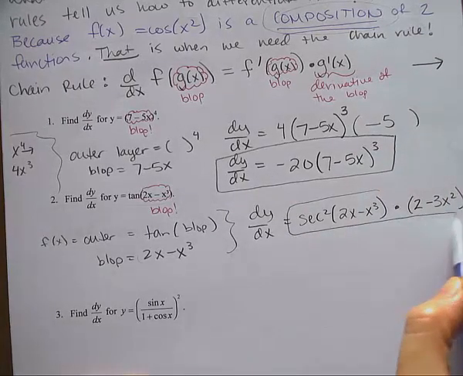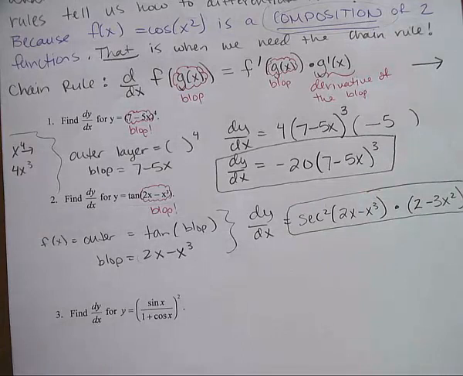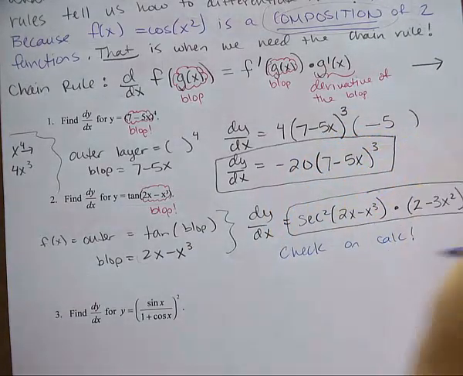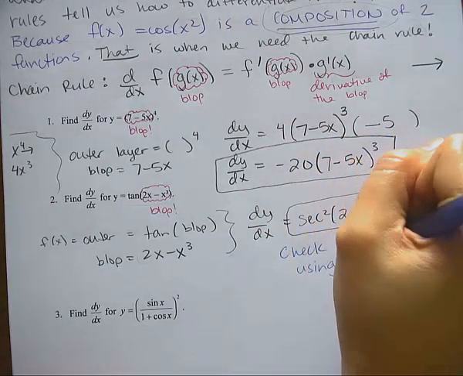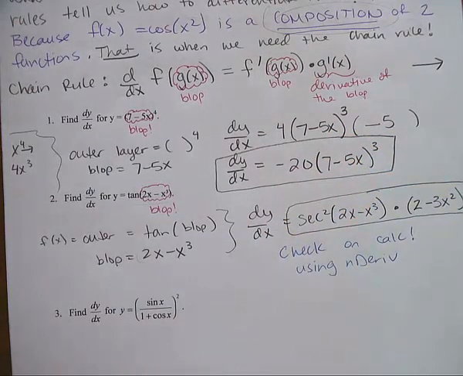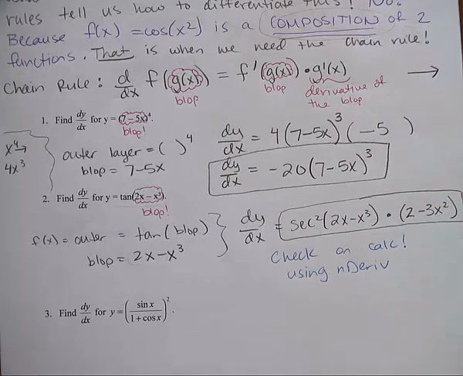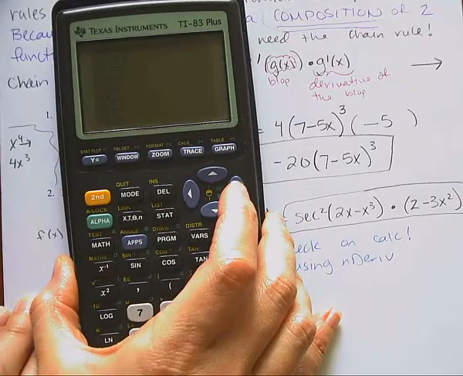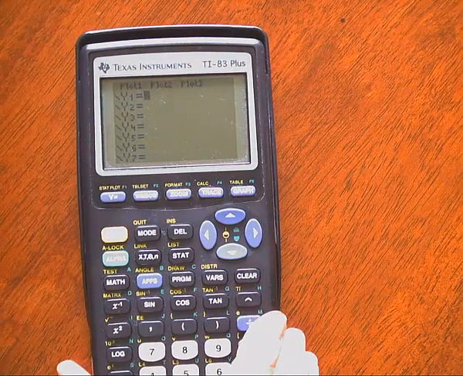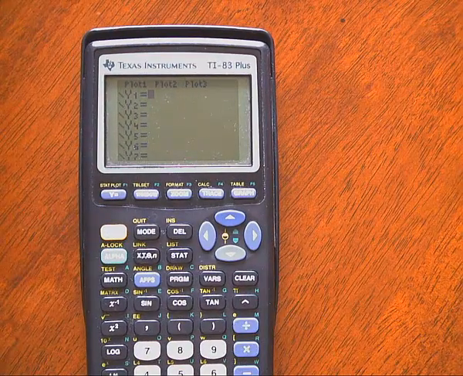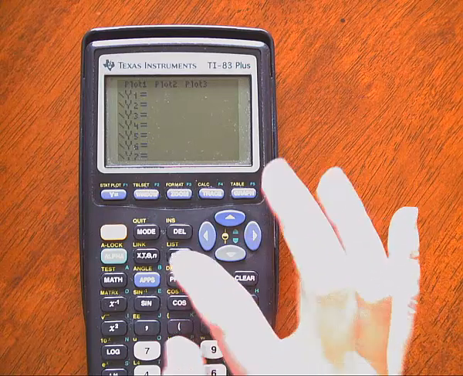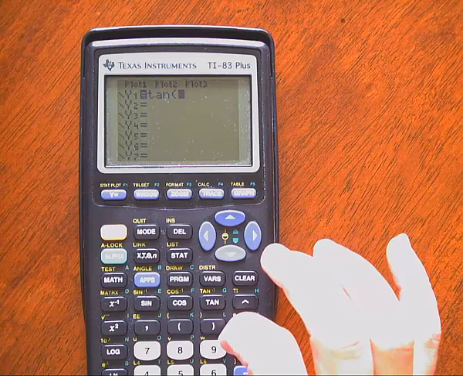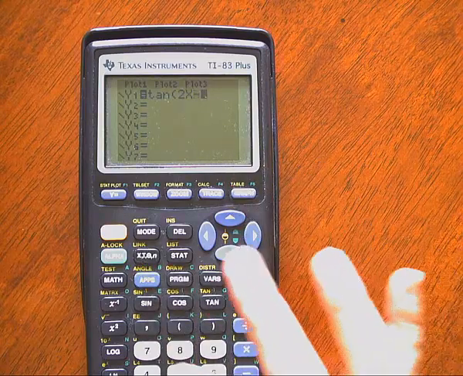Now let's say you weren't sure if you did it right and you wanted to check your answer. Well, you can check your answers on the calculator by using the whole nDeriv thing. So let's take a second just to kind of remind ourselves how that would work. So you take your calculator out and you would plug the secant function into your y1. Or I'm sorry, not the secant function, what am I saying? The original function, which was tangent of 2x minus x to the 3rd.